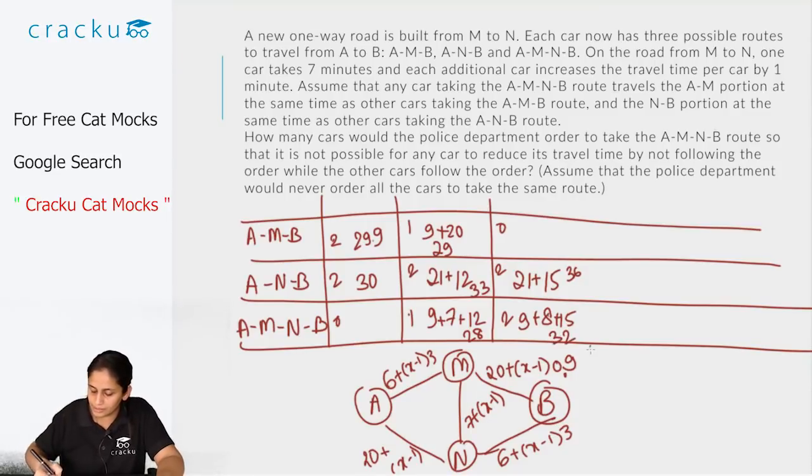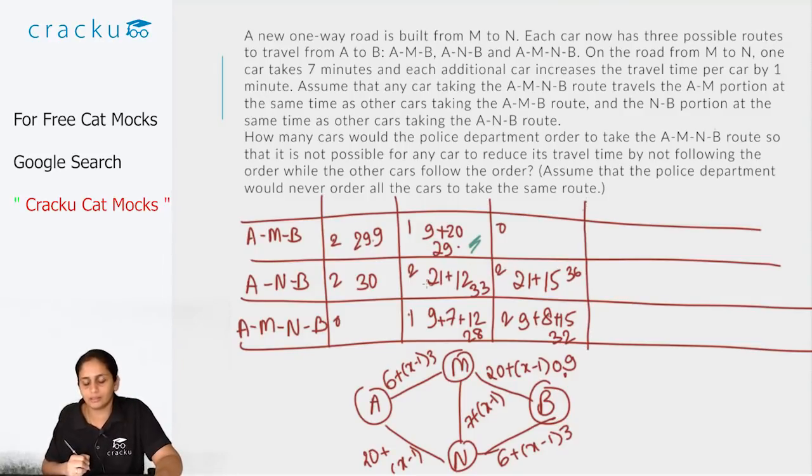Now for this guy it is a losing proposition to switch to AMNB, because earlier it was taking him 29 minutes, and now it will take him 32 minutes. So for him it doesn't make sense to switch. So he won't switch. So essentially we'll get that one guy will continue to take that route. So we'll have 1 over here.